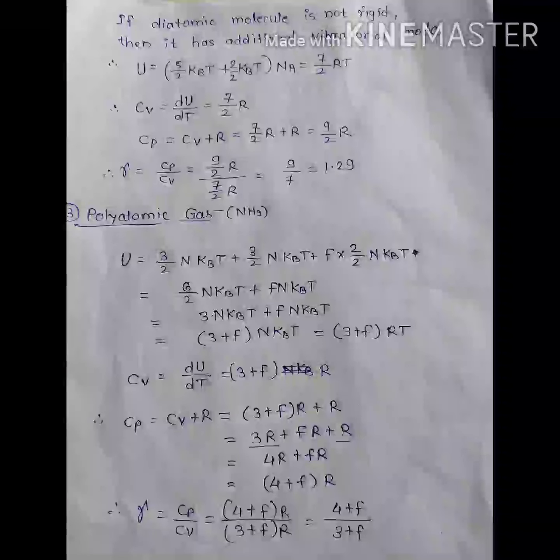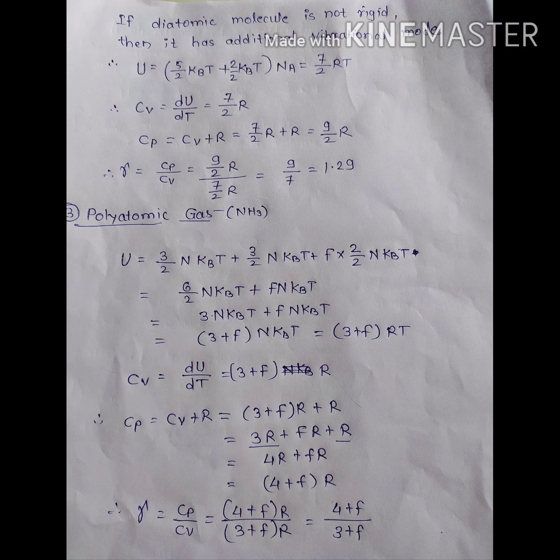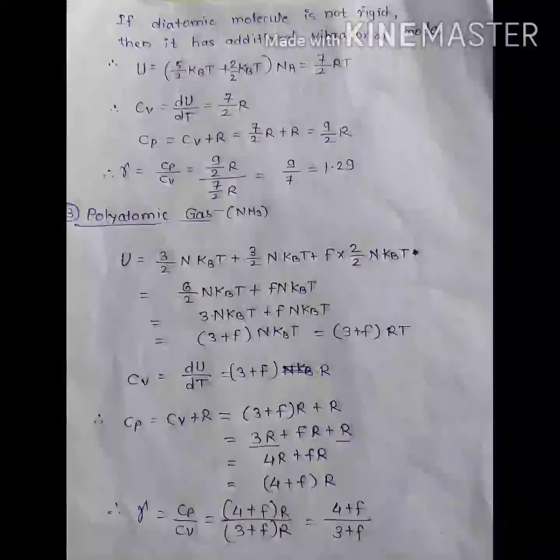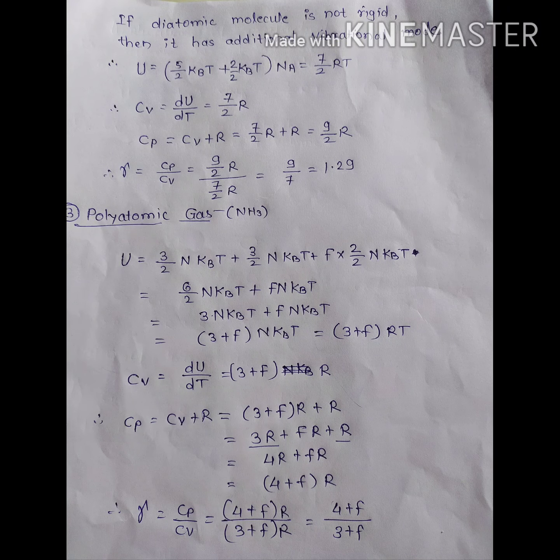Now Mayer's relation modified, Cp = Cv + R. Substituting the value of Cv from the above equation, (3 + f) R + R. By solving this, multiplying R inside the bracket, 3R + fR + R. Take R terms common, therefore 3R + R is equal to 4R, plus fR. Now take R common from both terms, therefore (4 + f) R.